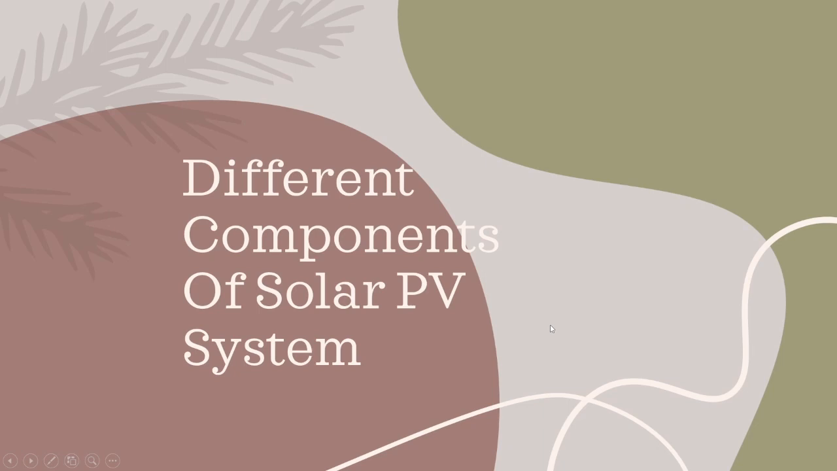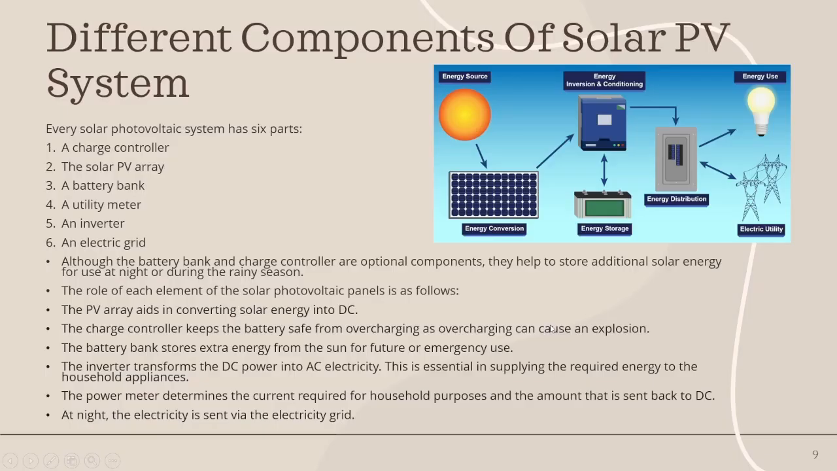Different components of a solar PV system. A solar PV system has various components, but every solar photovoltaic system has six main parts: a charge controller, the solar PV array, a battery bank, a utility meter, an inverter, and an electric grid. Also, the battery bank and charge controller are optional components. They help to store additional solar energy for use at night or during the rainy season.